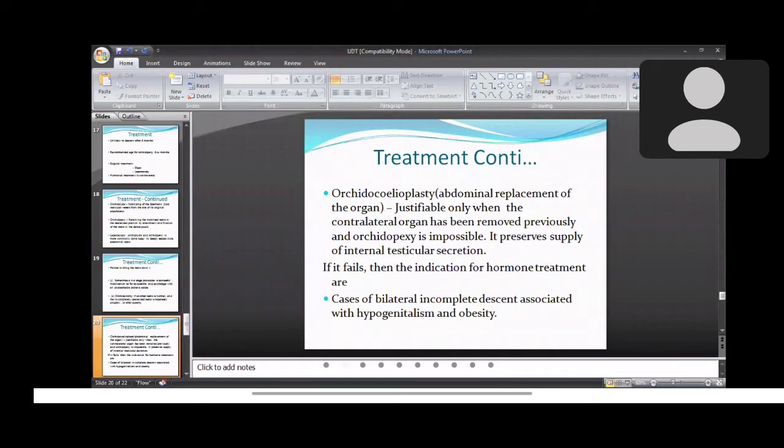If it continues for 1 to 2 years or 2 to 3 years, then due to high intra-abdominal temperature and pressure, there is hampering of spermatogenesis. It means the function of the sperms is lost. So that is why we try to descend the testis, pull down the testis, within 1.5 years.